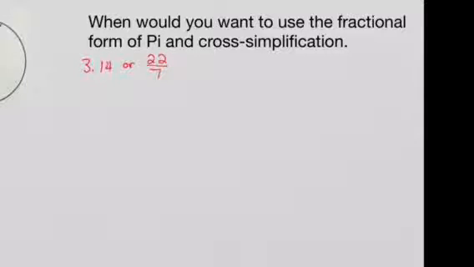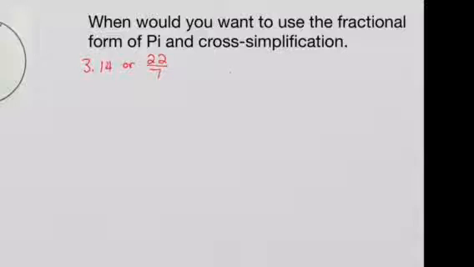The first reason is if your radius or diameter or any other number that you're dealing with is in fractional form. The other reason you would want to use it is if your radius or diameter is written as a multiple of 7. Notice the denominator of the fractional form of pi is 7. So that brings us to cross simplification, because if there's a multiple of 7 as the radius or diameter, the only reason we would want to use the fractional form of pi is so we can simplify it.